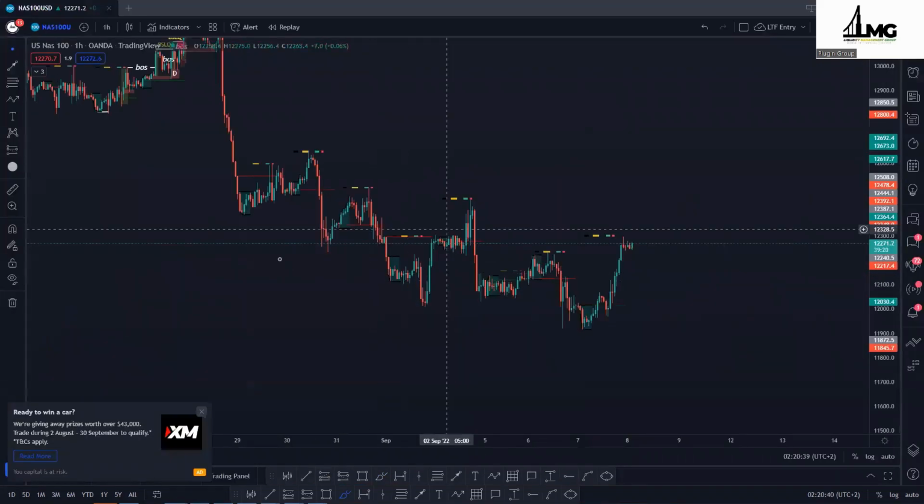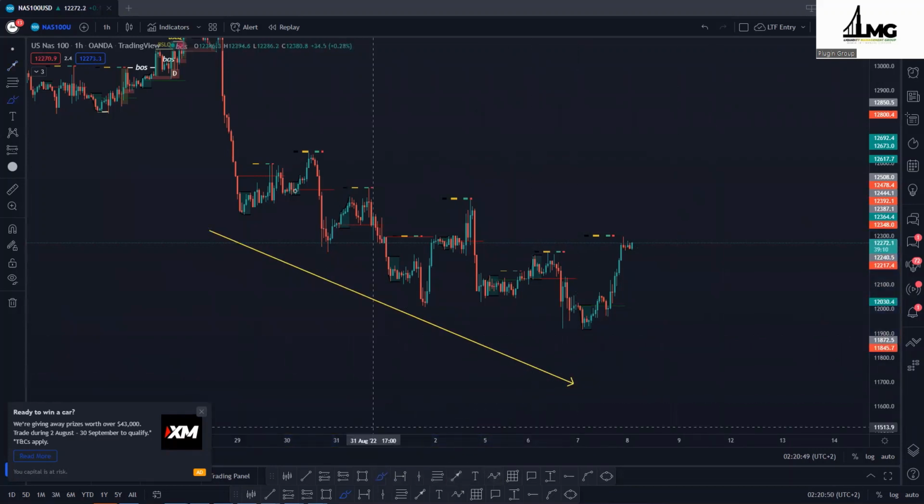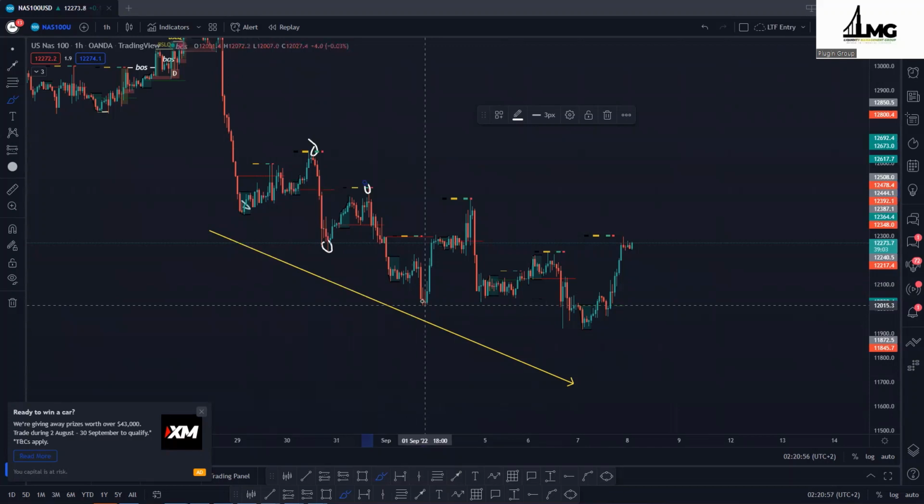On these charts right here on the screen, we have a proper order flow to the downside, right? We're in a bearish trend, while we're seeing price doing what? Forming highs that are lower than the previous highs and lows that are lower than the previous lows, just like that.